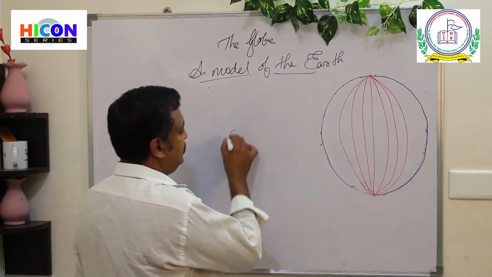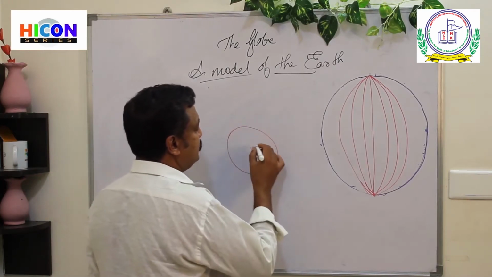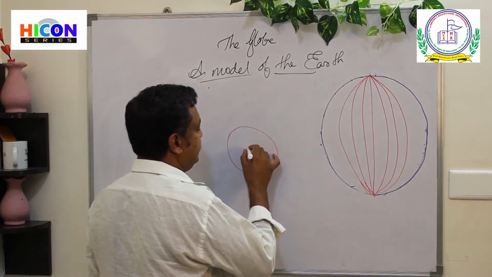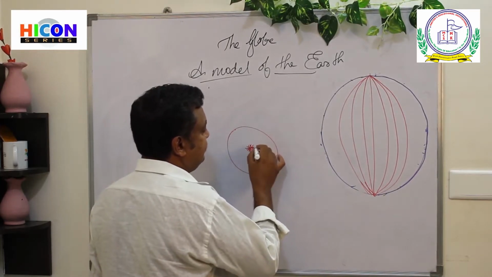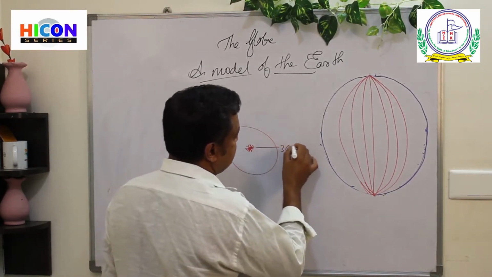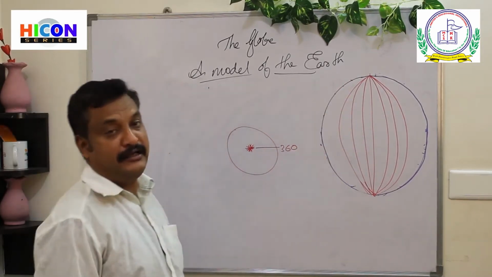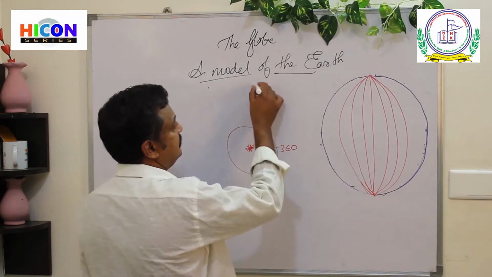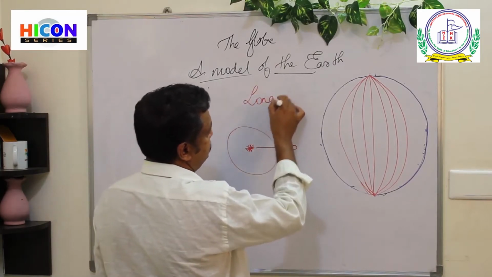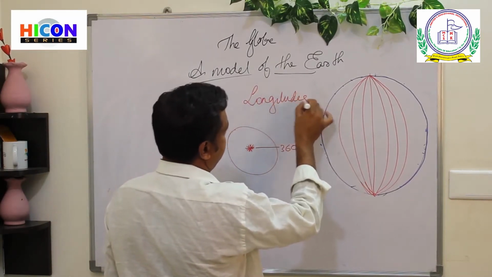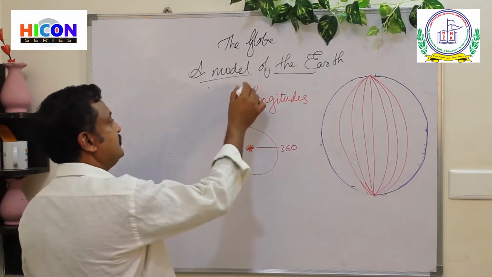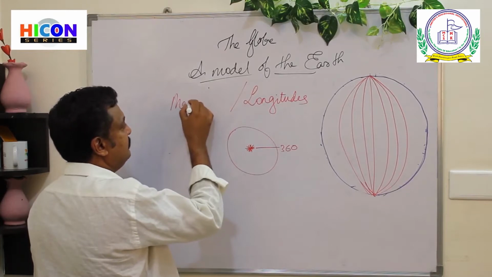When we consider the top pole, if this is the north pole, there will be lines starting at every degree, and we have 360 such lines running from the north pole to the south pole. Okay, these lines are known as longitudes, or these lines are also known as meridians.